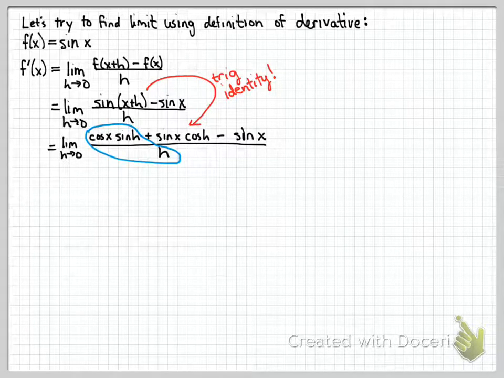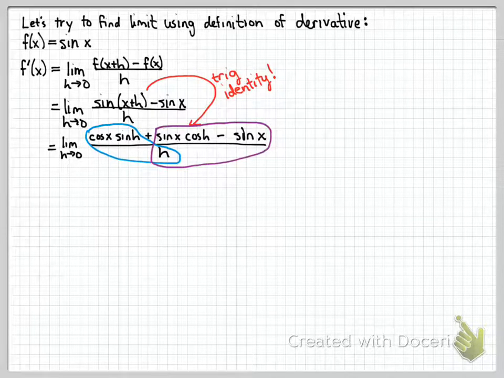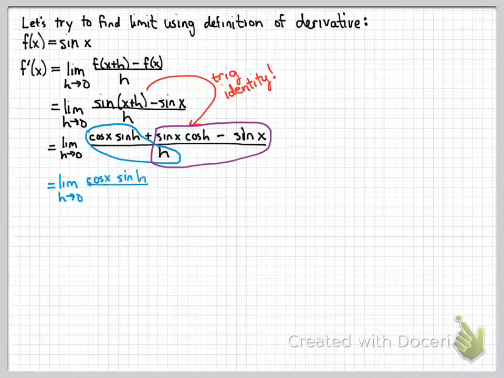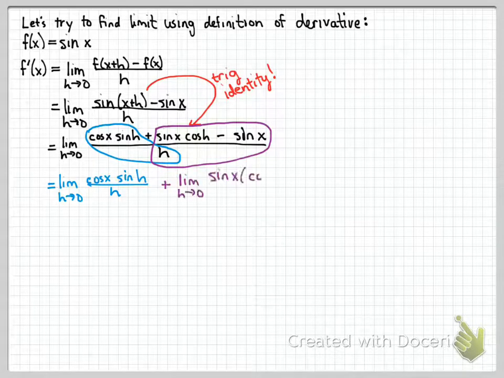And now I'm going to break this really long fraction apart. There's going to be one part that I've circled here in blue, and then the other part. So remember that when you have something plus something all over the same denominator, you can split it up because of the way fraction addition works. So we have the limit of that first fraction plus the limit of that second fraction.